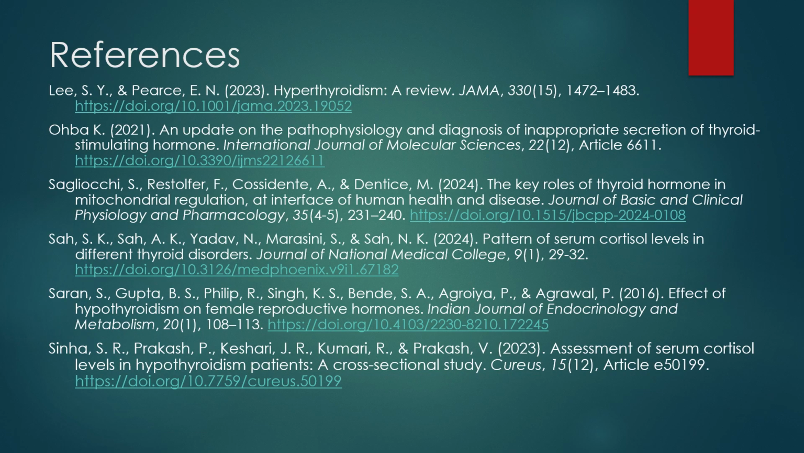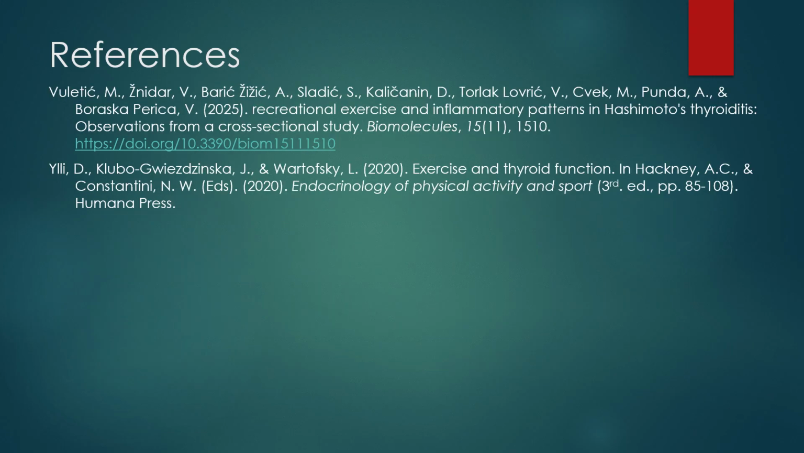So in review, hypo and hyperthyroidism greatly impact the HPT axis, but they also can affect the HPA and HPG axis, as well as other organ systems involved in metabolism and stress responses. So, there it is.